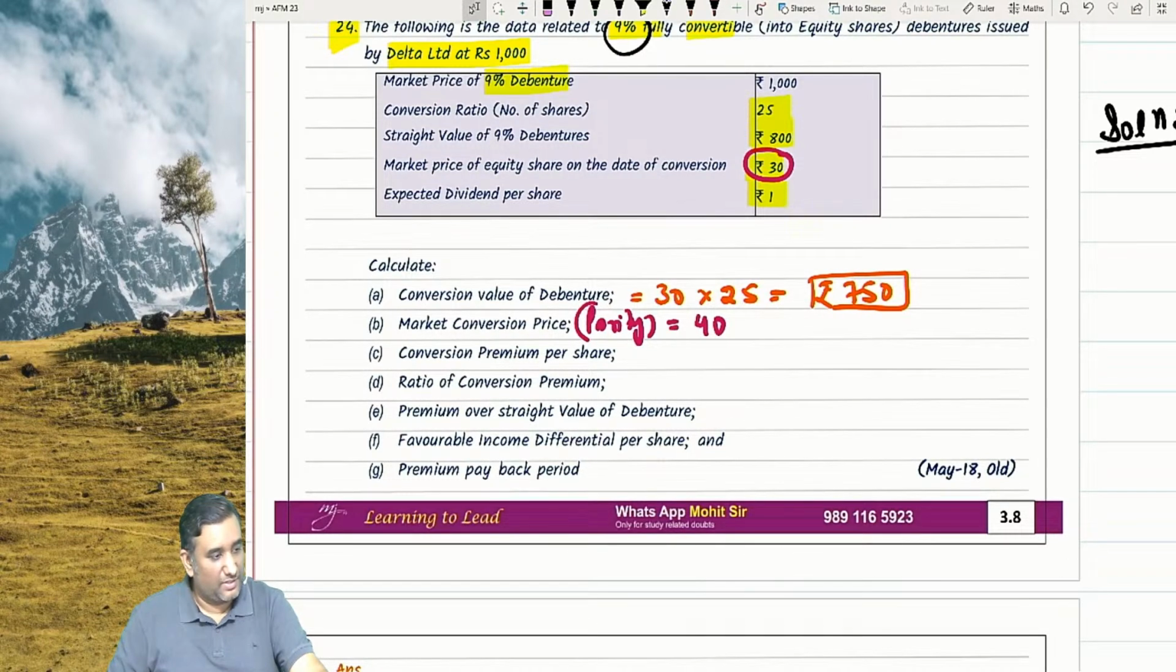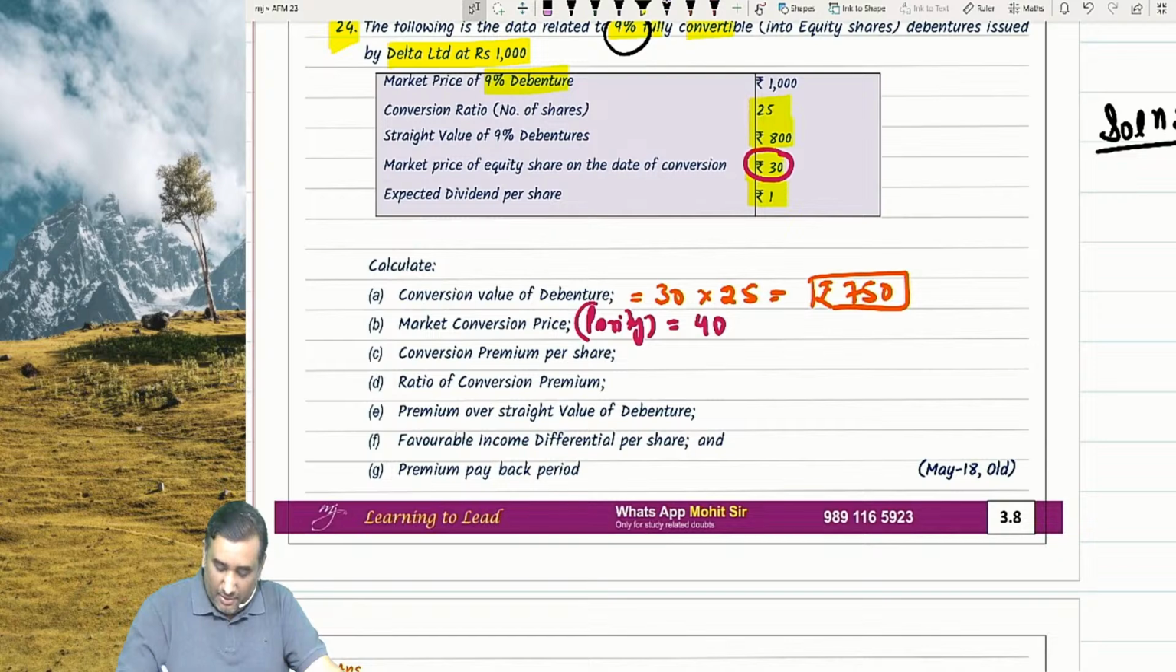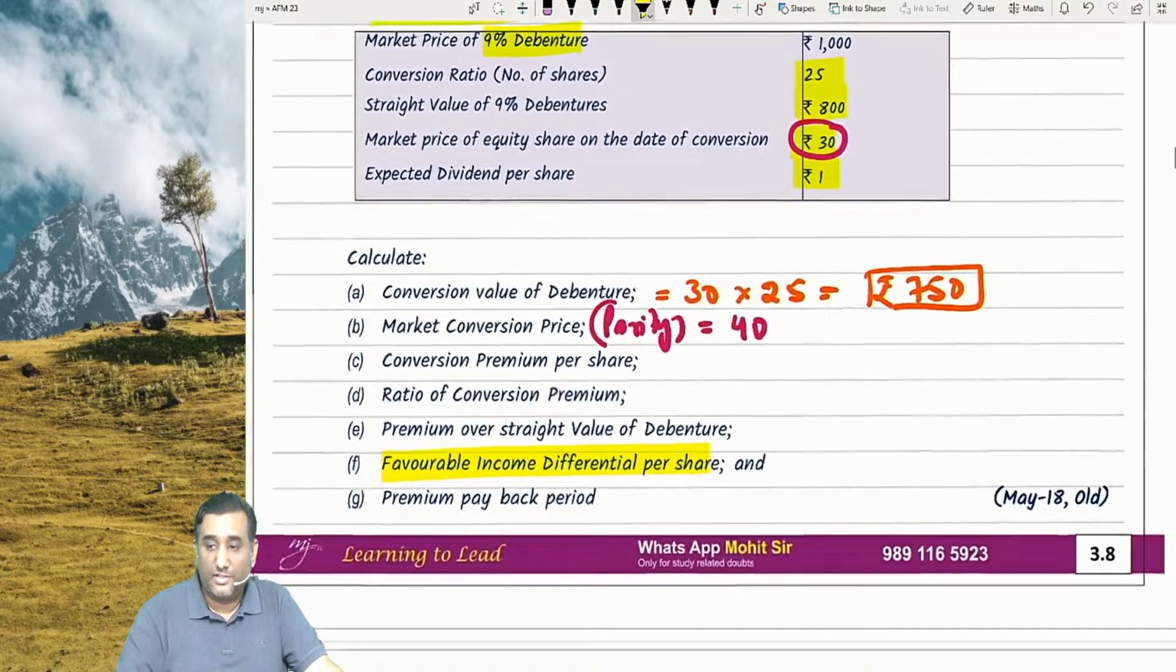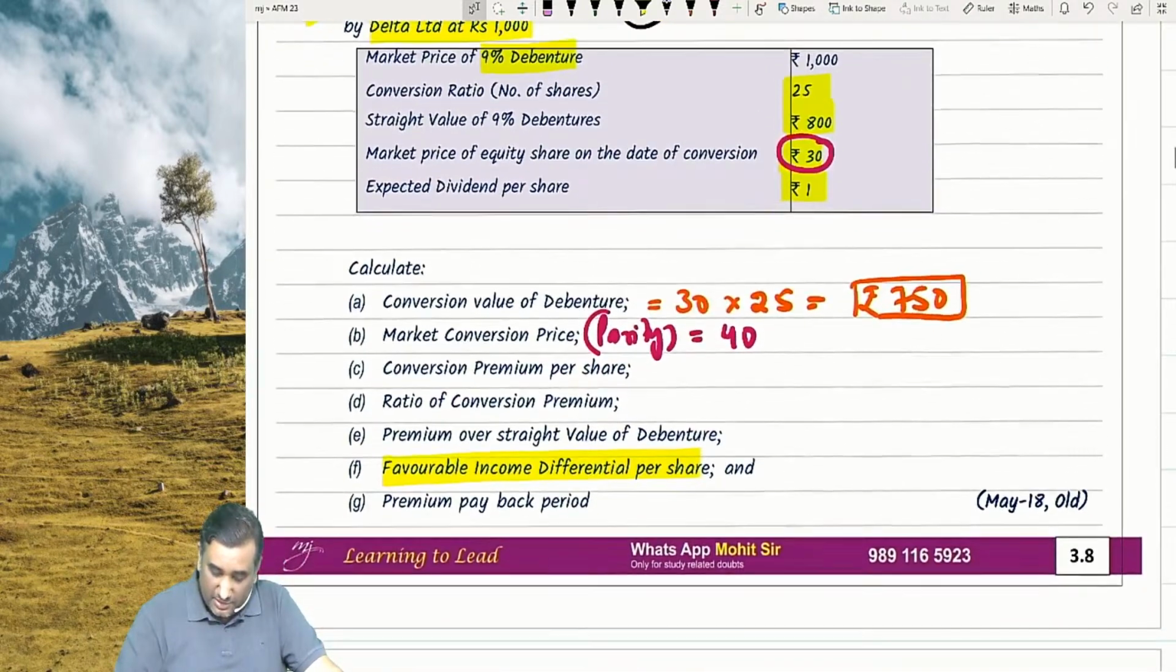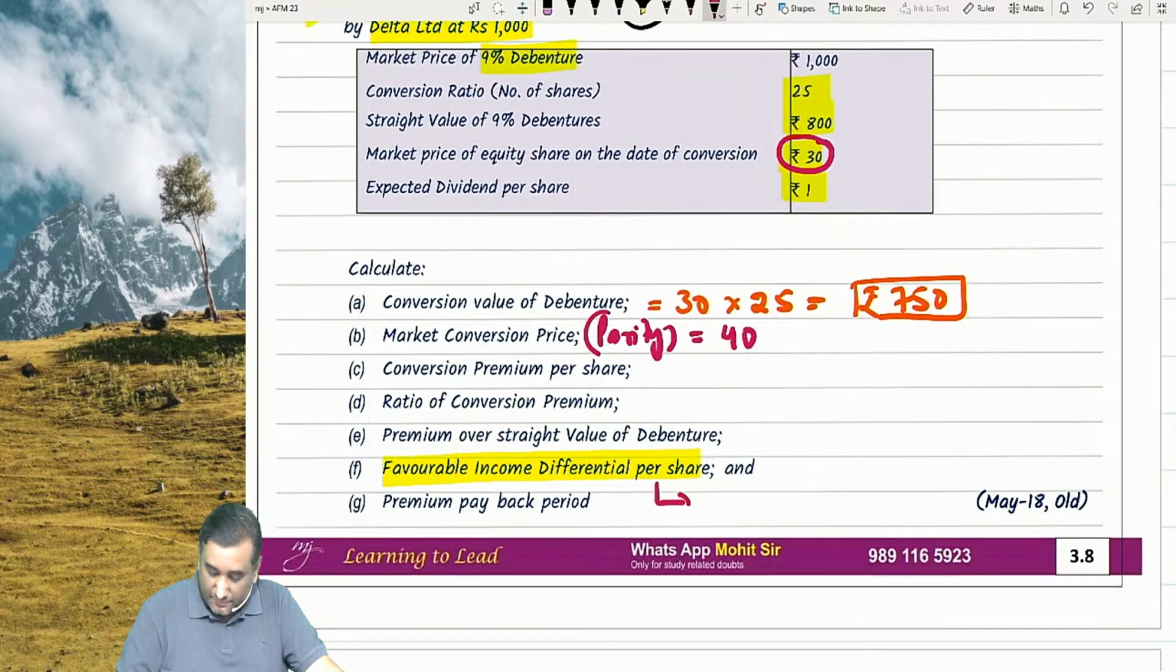First part is asking new: favorable income differential per share. Now, if you invest in the bond, how much coupon are you getting? 9% into 1000, 90 you get from the bond. From these shares, you would have got 1 rupee per share into 25. Extra income, favorable income, divided by 25.